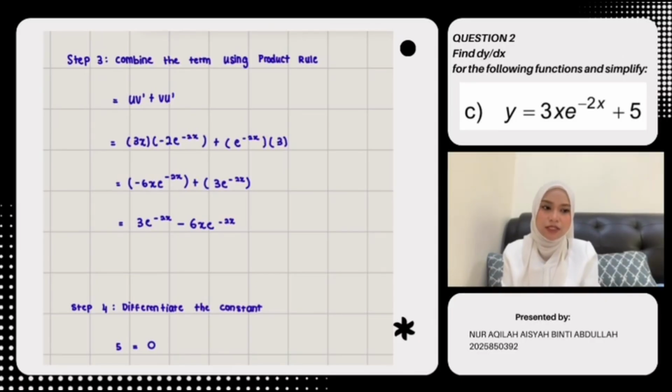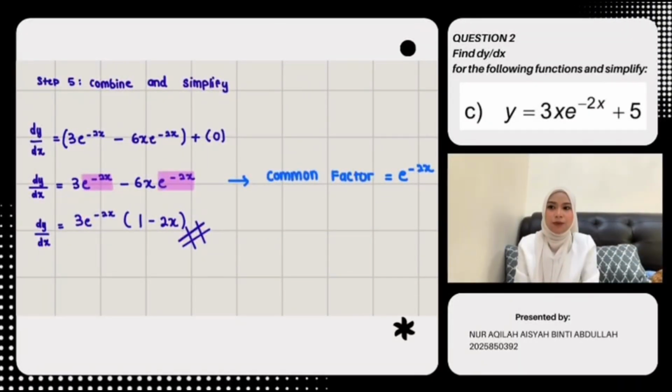Step 4 is to differentiate the constants. 5 equals 0. Step 5 is to combine and simplify. To get the final neat answer, we arrange the terms to put the positive number at the front while the negative number at the back.